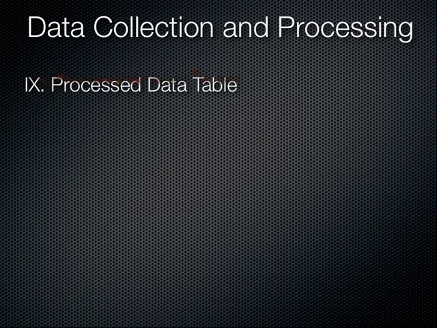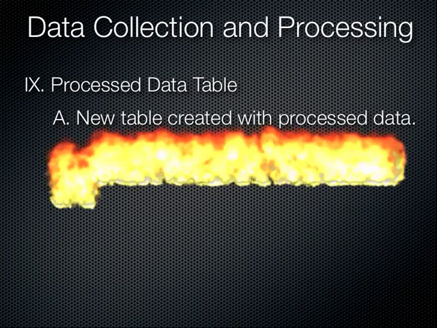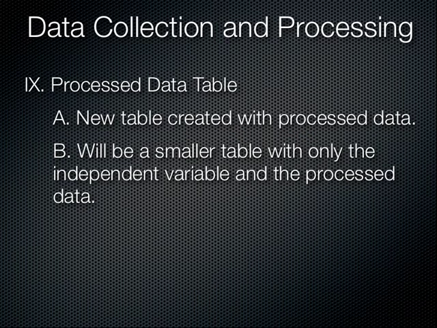You then would take all of those answers, all of that data that you've just gone through, all the means, and put them into a processed data table. It's a new table with processed data. It's not an extra column on your raw data table. Okay? Make a brand new table, and because it's processed, it will be smaller. You're only going to have the independent variable and the processed data. Okay, so independent variable and one column for the mean. If you've done the mean and the median, you would have the mean and the median next to the independent variable, and so on. So it is a much shorter table.